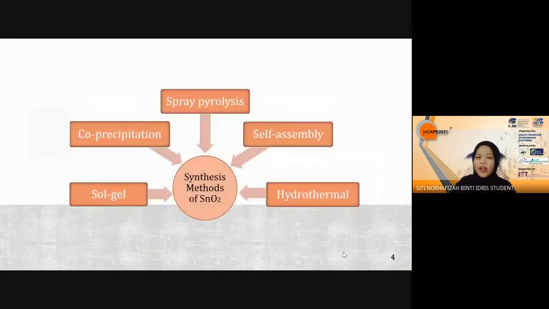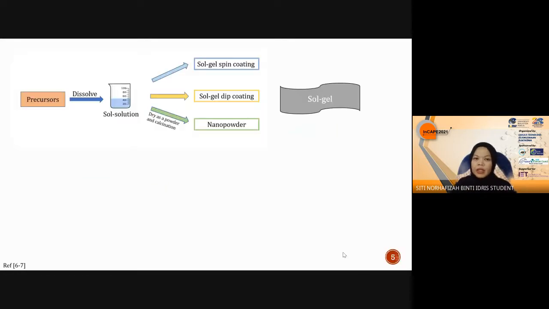There are also various physical and chemical methods to synthesize the tin oxide nanoparticles such as sol-gel method, co-precipitation, spray pyrolysis, self-assembly, and hydrothermal. Here is the basic process for the sol-gel method. Sol-gel is a wet chemical technique that involves several steps like hydrolysis, condensation, drying, and also crystallization.